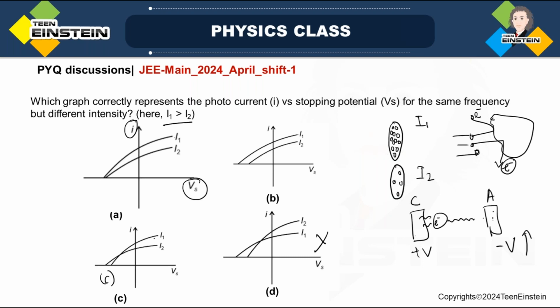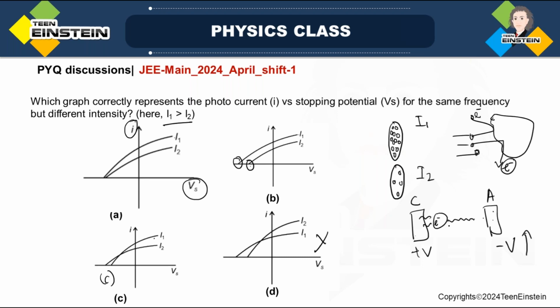So gradually, you know what will happen, the number of electrons reaching the anode will be decreasing. Look, if I increase the voltage in the reverse direction, gradually the current is decreasing. But whether they will have the same negative potential to make the current zero, with the same frequency but different intensity.